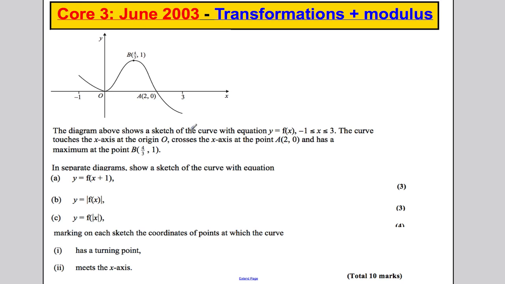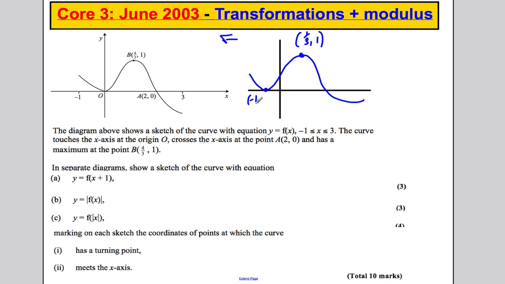Okay, for the first part, here's our curve, and we're doing a translation by 1 unit in the negative x direction. So for the first part, it's going to be nice and straightforward. Everything's getting shifted 1 unit in that direction. So it looks something like this. This point here would therefore be 1/3, 1. This point here would therefore be -1, 0. And this point here would therefore be 1, 0. And we're done.